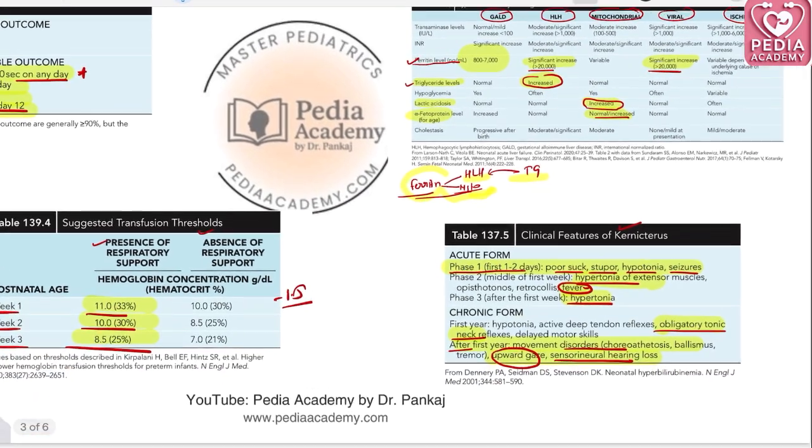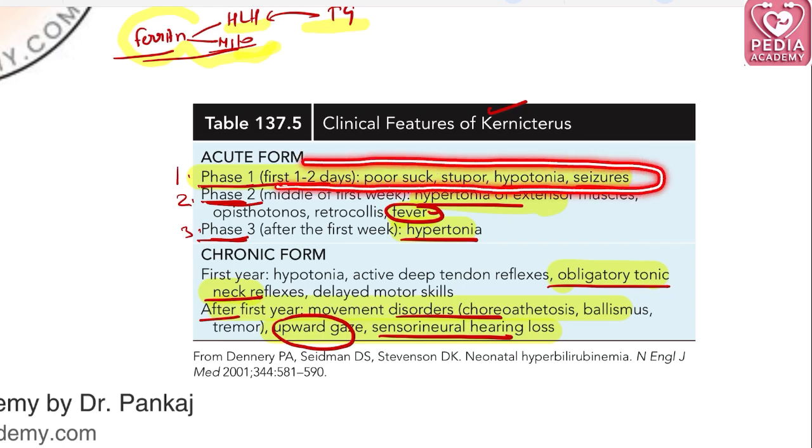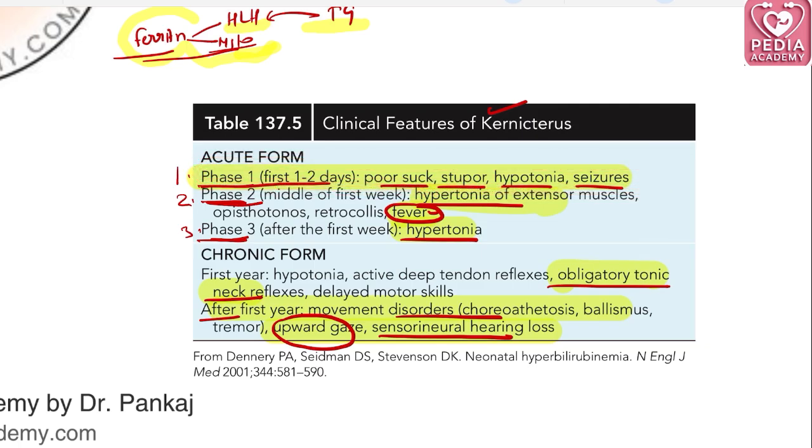Next, we'll go to the clinical features of Kernicterus. This is another important point. There is an acute form and a chronic form. The acute form is again subdivided into phase 1, phase 2 and phase 3. Phase 1 lasts for 1 to 2 days: poor suck, stupor, hypotonia and seizures. This is non-specific. Phase 2 is the middle of the first week: hypertonia of extensor muscles, retrocollis, and fever.